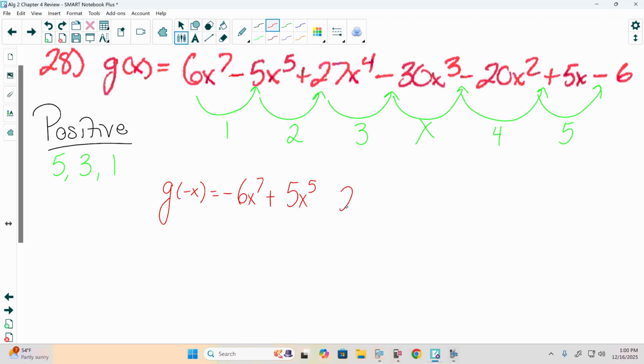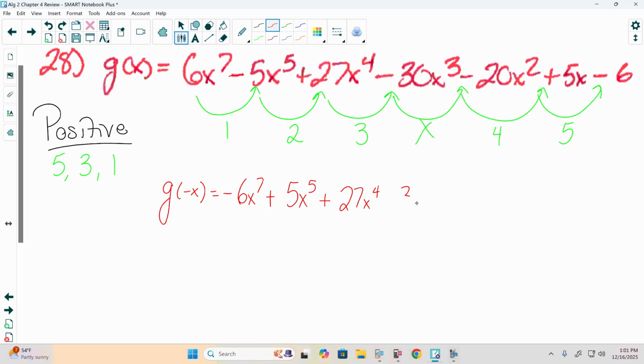Our next term is 27x to the 4th. Because it's a 4th power, that power is even, means we need to keep the sign the same. We need to leave it alone. Because negative x to the 4th would just be positive x to the 4th, even number of times. So since 27 is positive, it's going to stay positive. If that 27x to the 4th had been negative, it'd still be negative. We don't do anything to the sign.